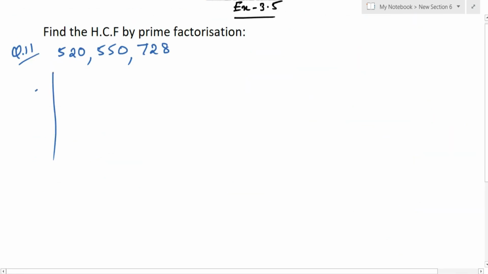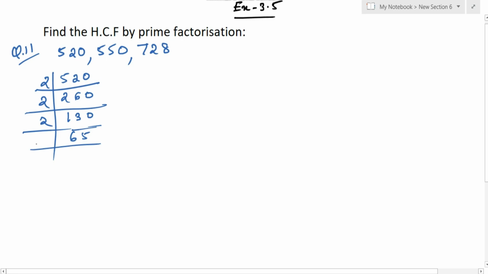So again we will go ahead with the prime factorization. First is 520, that is in the table of 2. 2 2s are 4, carry forward 1, 2 6 are 12, 2 0s are 0. Then again 2 1s are 2, 2 3s are 6, 2 0s are 0. Then again 2 6 are 12, carry forward 1, 2 5s are 10. Then 5 1s are 5, carry forward 1, 5 3s are 15.